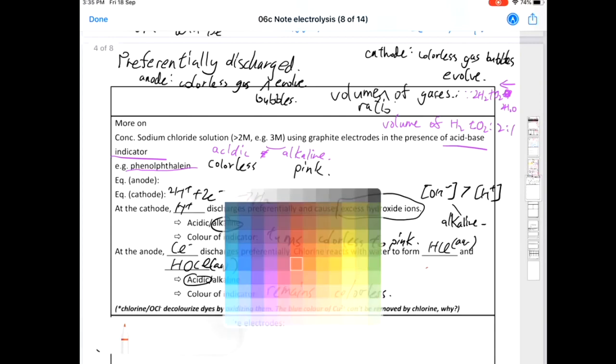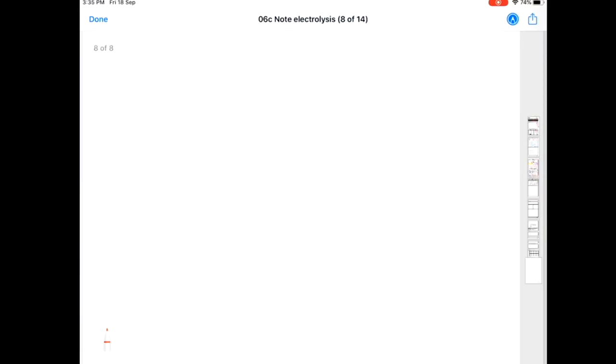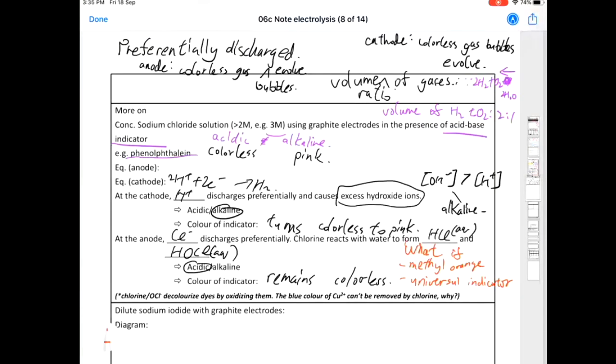Oh, and another task for you. What if we use another two acid-alkali indicators? First one, methyl orange is used. And secondly, what if universal indicator is used? If I change the indicator, what would you see? I'll give you a few seconds to think.